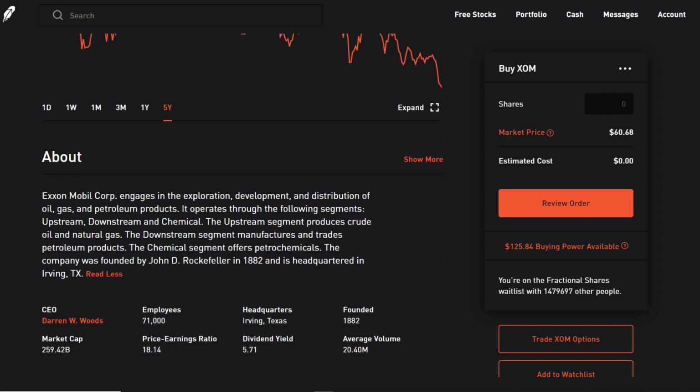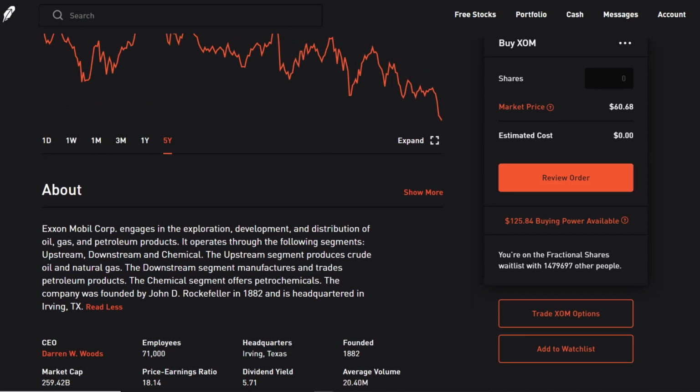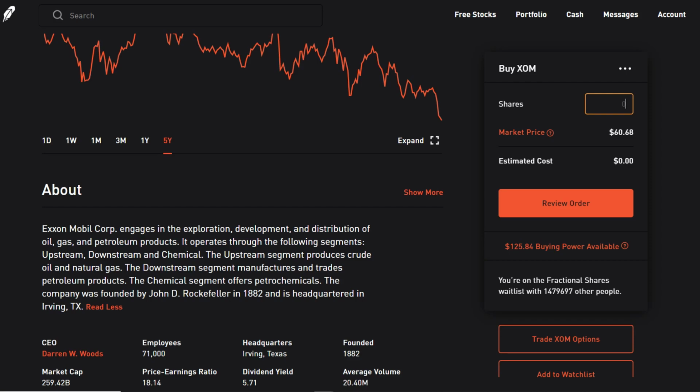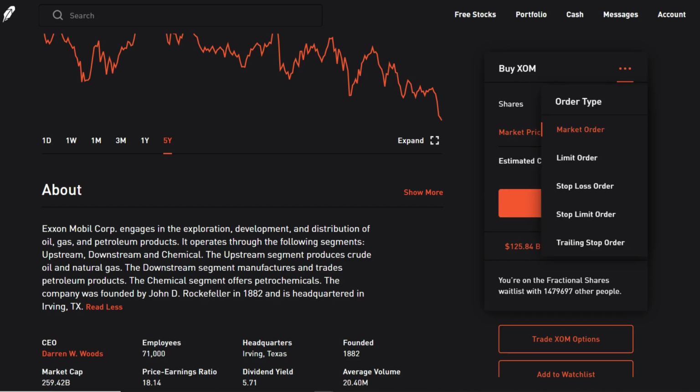Over on the right here is how you place buy orders. You can say how many shares you want to buy. It'll show you your buying power here on the bottom, so you can have an idea of how much you can buy. Over here, you can set your type of order. Market order means you buy it right at the market price. Limit order means you set a price that you want to buy it at. A stop loss order would be if it drops to a certain price, that's when you're buying it at. And so on and so forth.